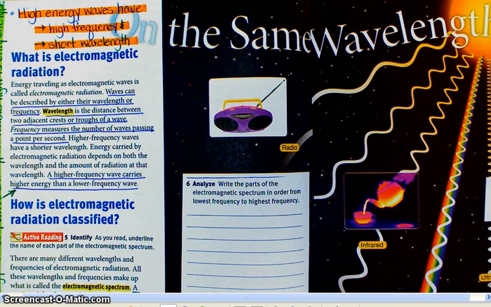Light, visible light, is one variety of electromagnetic radiation, but it's not the only type. It's the type that we think about the most because that's the type of electromagnetic radiation that we can pick up with our eyes and sense as a visual picture. But there are other types of electromagnetic radiation. And what type of radiation you're describing has to do with how long or short the wavelength of that radiation is and how high or low the frequency of that radiation is.